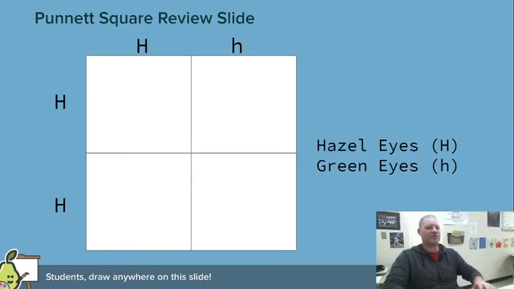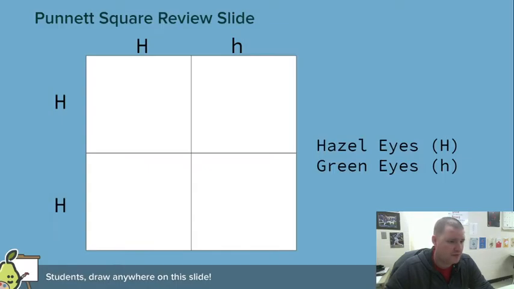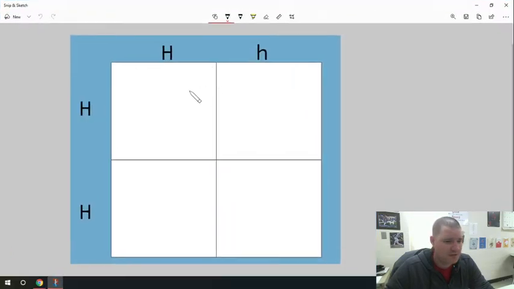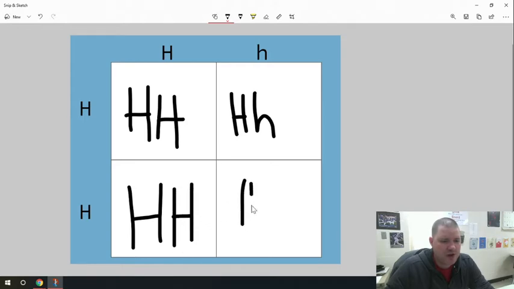I got just a review Punnett square for you to start things off. So if you need to knock the cobwebs off, go ahead and do so. You can pause this video. I'm going to real quickly show you the answer to said Punnett square here, using my little drawing thing. So in the corner we would have big H, big H. Over here we'd have big H, little h. Big H, big H, big H, little h.